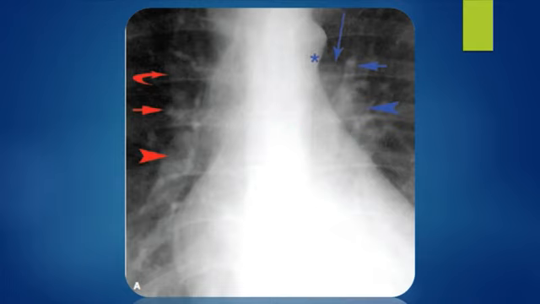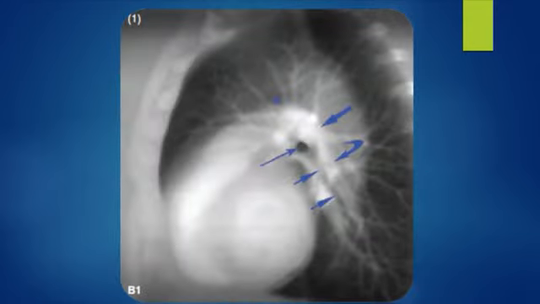Okay, this is a sagittal view of the left hilum. This is the left main bronchus. Continuous with it is the left lower lobe bronchus. This is the aortopulmonary window between the aortic arch and pulmonary artery. This is the descending pulmonary artery.